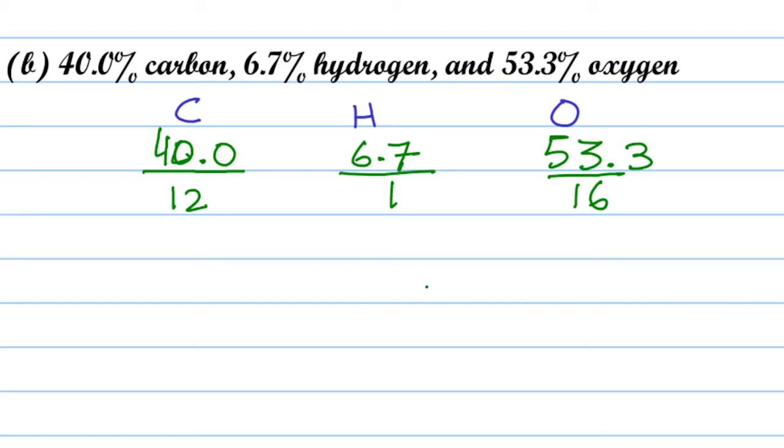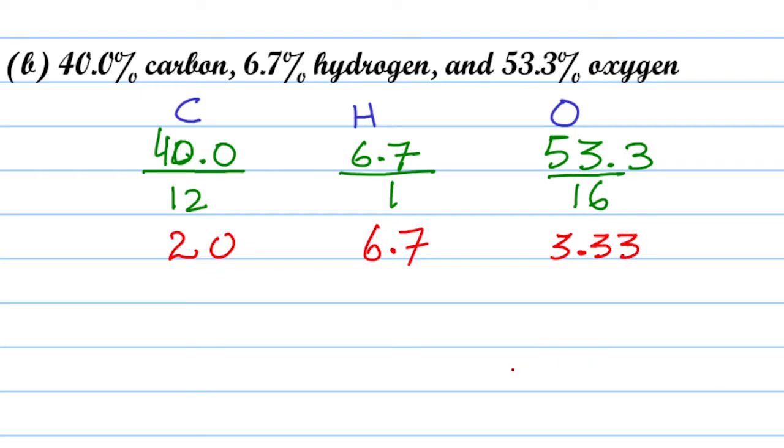So divide all the masses by their respective molar masses and after dividing, we will get the answers. For carbon it is 3.33, for hydrogen it is 6.7, for oxygen it is 3.33.